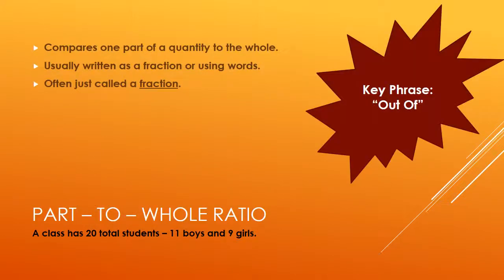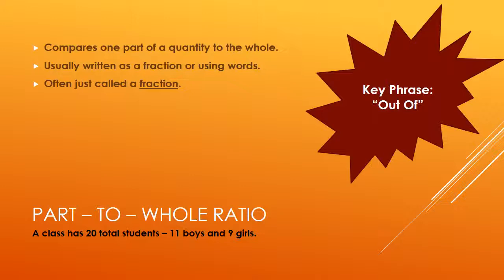Let's move on to our second type of ratio. That's a part-to-whole ratio. A part-to-whole ratio compares one part of a quantity to the whole, usually written as a fraction or words. Often we might just call it a fraction. So a part-to-whole ratio is going to compare the boys to the whole class or the girls to the whole class, and our key phrase here is going to be "out of."